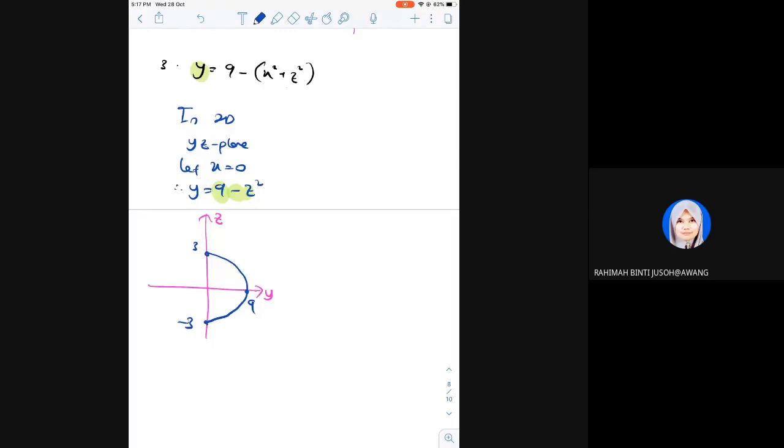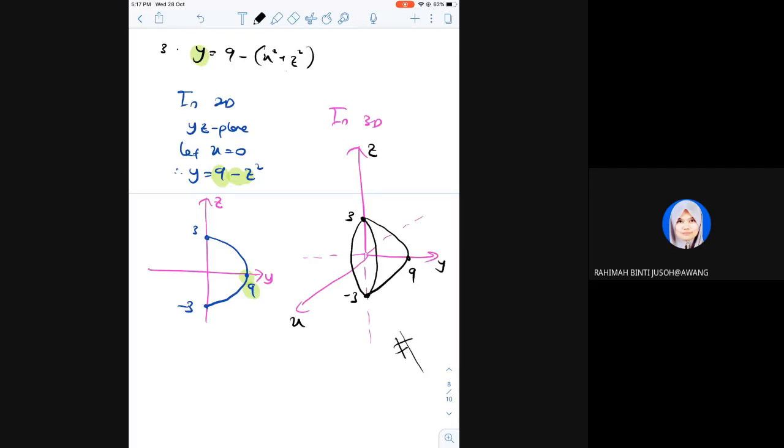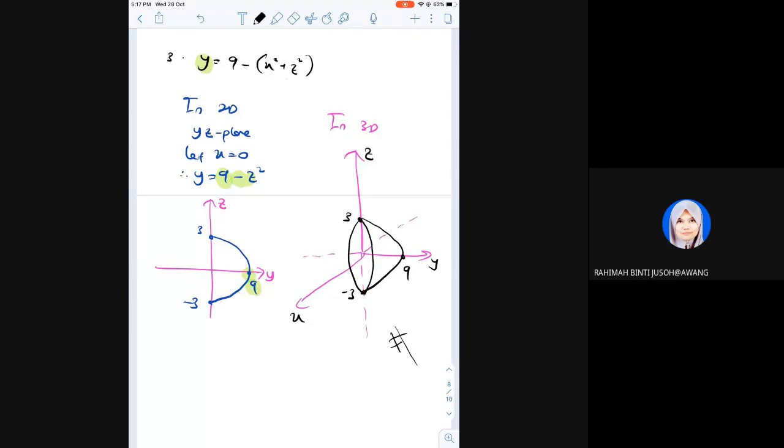Okay, so therefore, dah dapat agak lah kan bentuk 3D dia macam mana. So in 3D, automatically, we will have X axis, Y axis and Z axis. So bucu dia, ni. Bucu dia y equals to 9. So y equals to 9 should be here. 9. Macam tu. So the coordinate here is 3 and the coordinate here is negative 3. Automatically we know that this is a paraboloid. Mangkuk yang lukis macam tu. Dah settle. Okay. So done already on paraboloid.